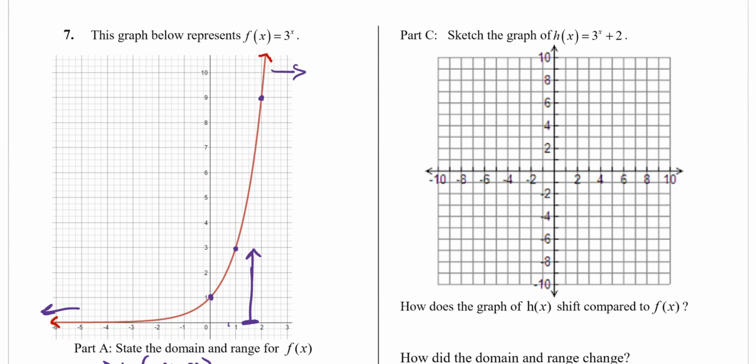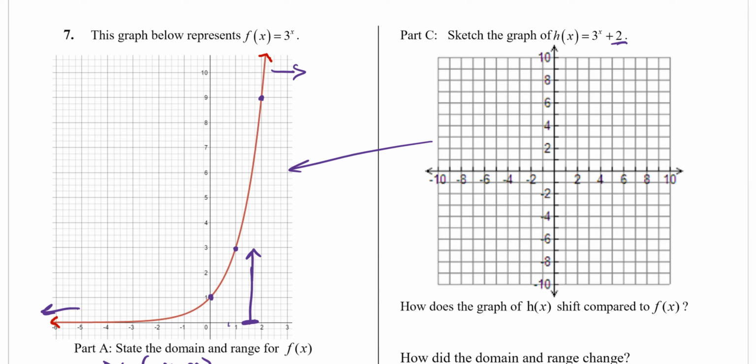Part C, sketch the graph of 3^x + 2. Well, I know that 3^x looks like this. There's 3^x. But then it's this plus 2, so the whole thing is just shifted up 2 units. So I'm going to take all these points that I know and just move them up 2 units.